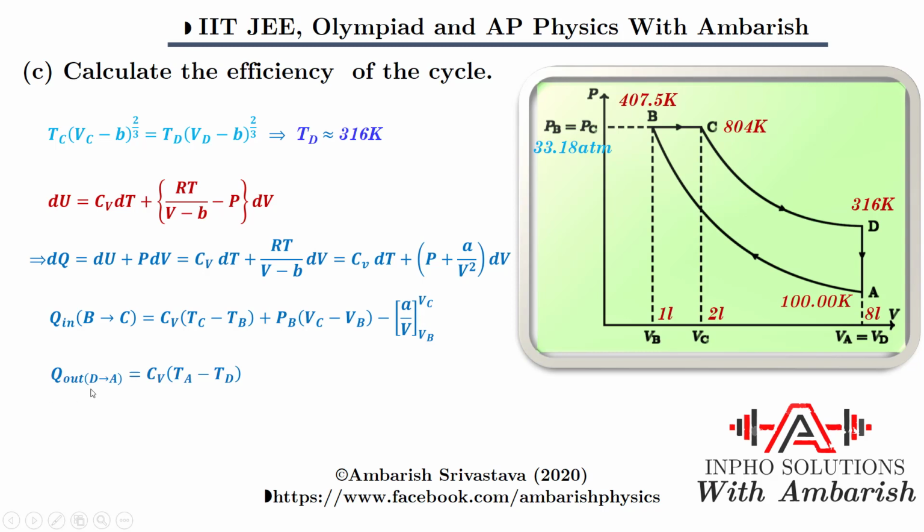So now what is your efficiency? Efficiency is simply 1 minus Q out upon Q in. You can calculate Q out by putting in the values of temperature and Cv. And if you calculate 1 minus Q out by Q in, you get the efficiency as 67.7%, just putting in all the values, which is approximately 68%. So that's our answer to part C.